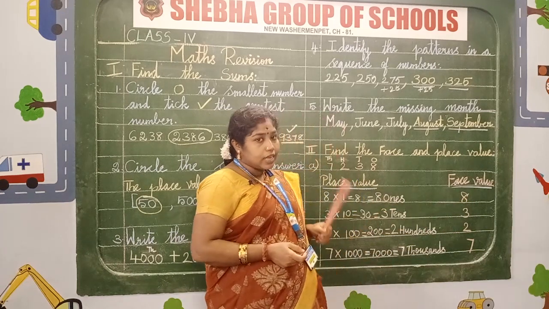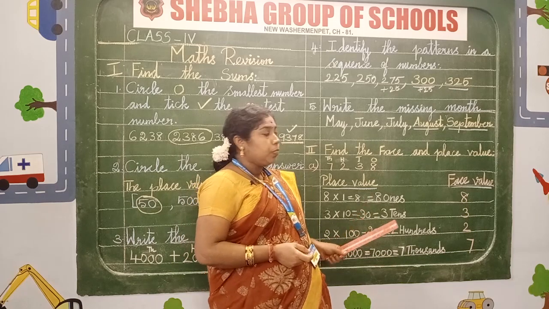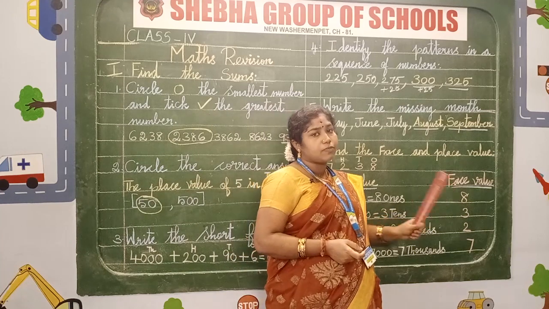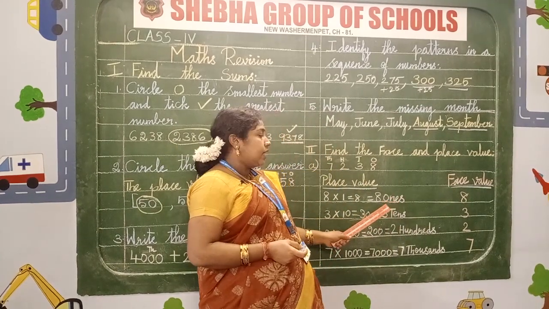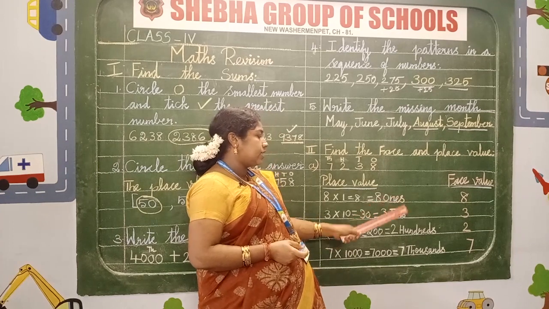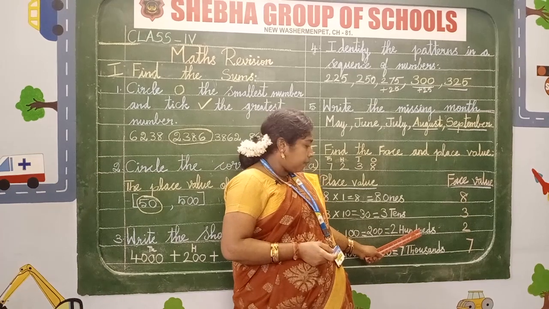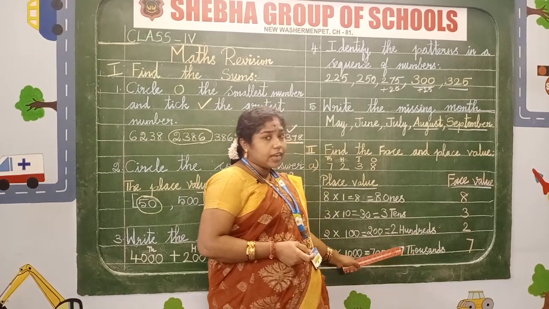Now let me move on to the face value. Face value is nothing but the number expressed at the place value. So whatever number is given at the place value, that is what we write as the face value. So what is the number at the place value of ones? It is 8. Yes. Place value of tens? 3. Place value of hundreds? 2. And thousands place value? 7.